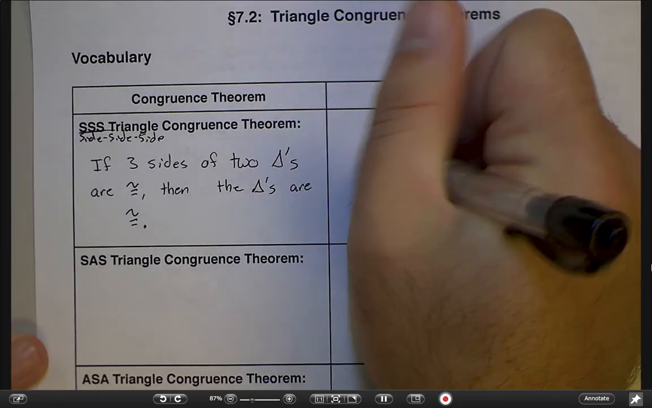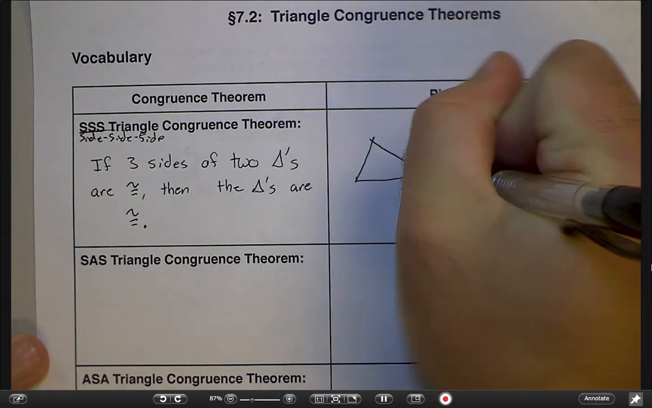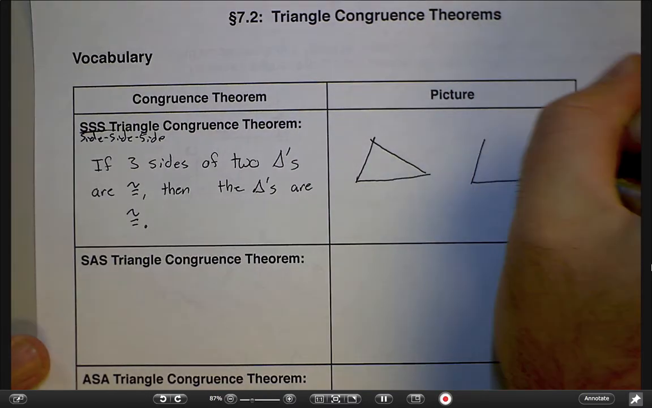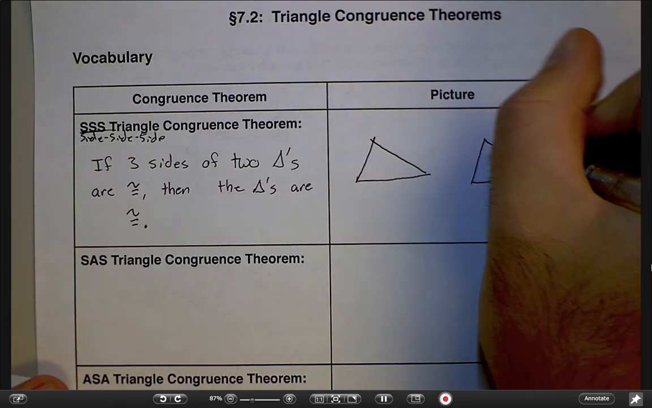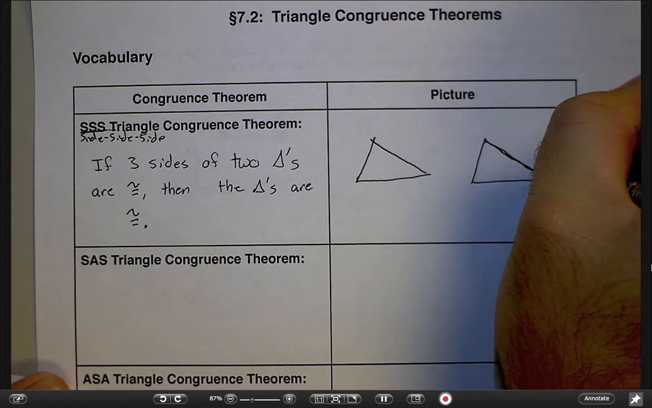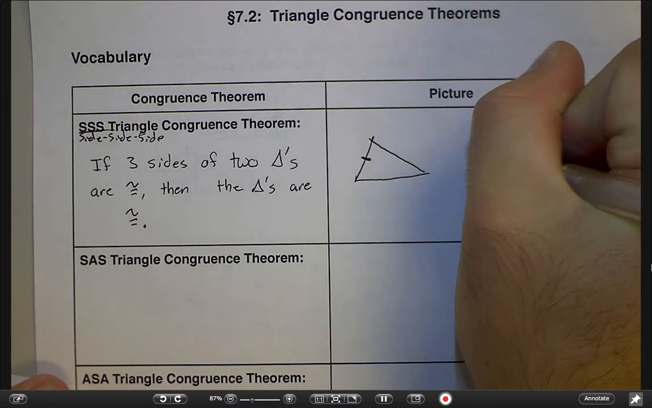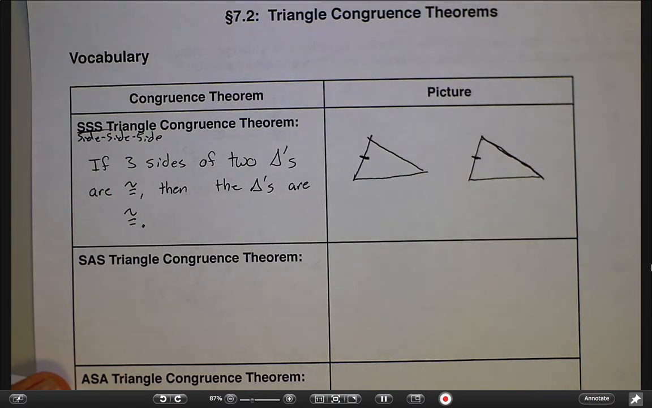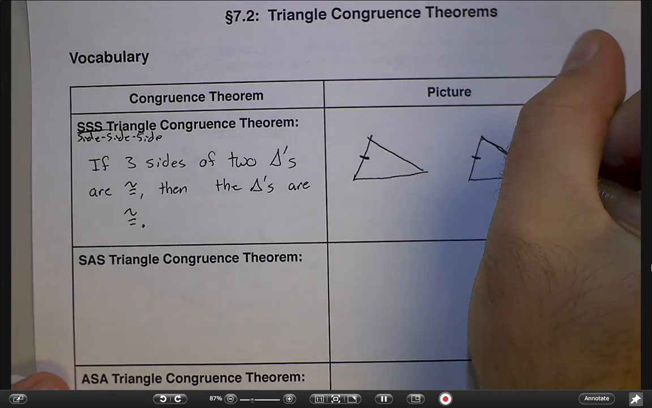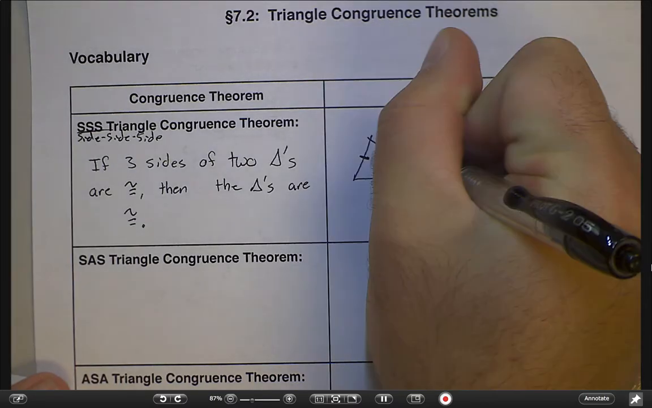Okay? So let's go ahead and draw a picture here. I'm going to draw 2 triangles that are roughly the same. Okay? I'm going to say that these are congruent, and we'll know that here in just a second based on how I label it. So I'm going to say that I have 3 pairs of congruent sides. So I'm going to say that's my first pair. I'm going to mark that they're the same with little tick marks. I'll do the same thing with this other side here.